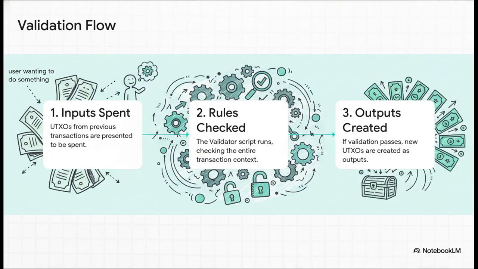And this flow right here shows it perfectly. A user comes along and presents some UTXOs, just think of them like unspent dollar bills in your wallet, as inputs. Then, the validator script runs and it checks everything. Did the right person sign? Is the right amount of money being sent? And if, and only if, every single rule passes, then the old inputs get spent and new outputs, new UTXOs, are created. It's that simple.